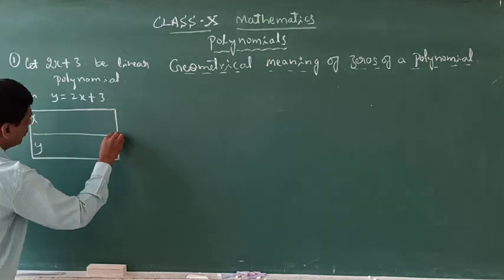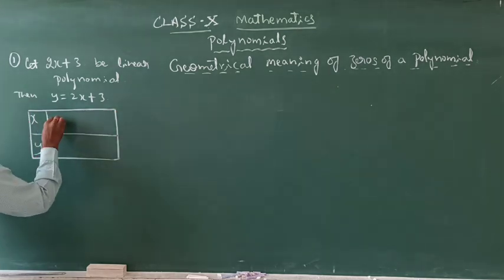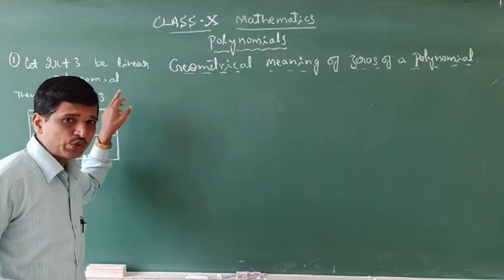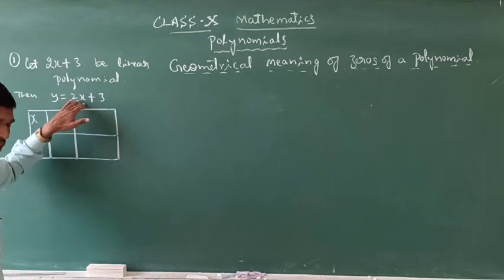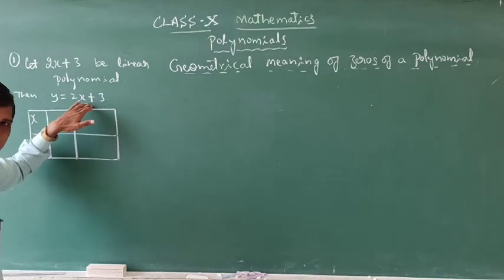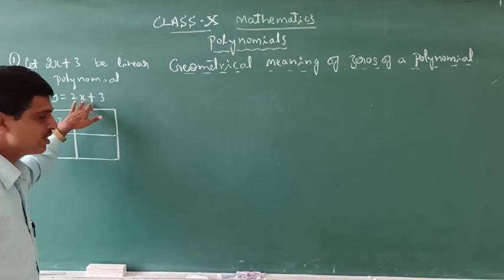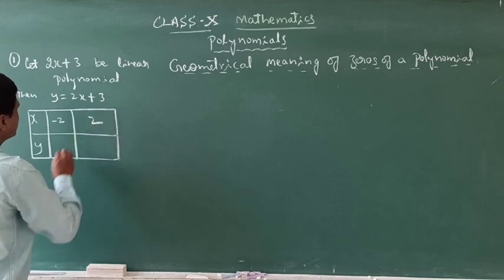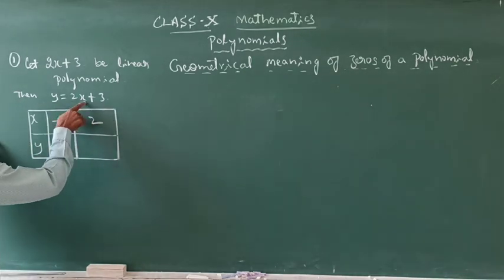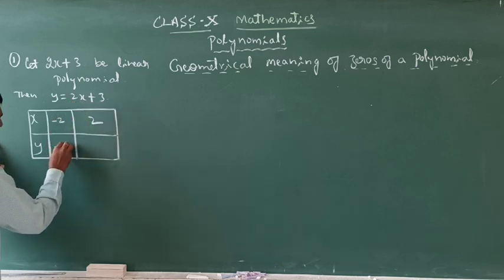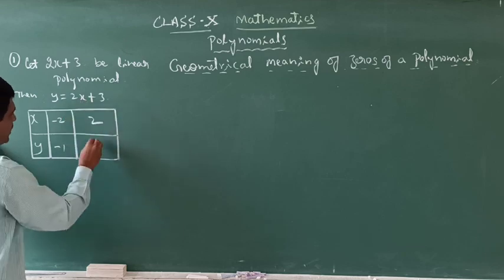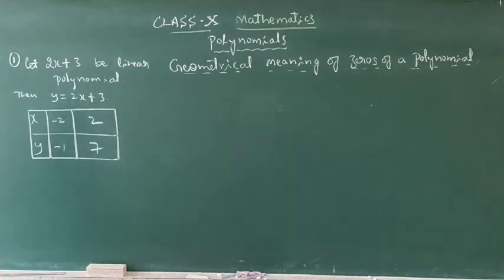Now let us assume some x values. At what value of x does the polynomial become 0? Here I want to take some values now. Consider minus 2 and 2. What is the value of y? Minus 2 into 2 is minus 4, plus 3, it becomes minus 1. Next, 2 twos are 4, 4 plus 3 is 7.